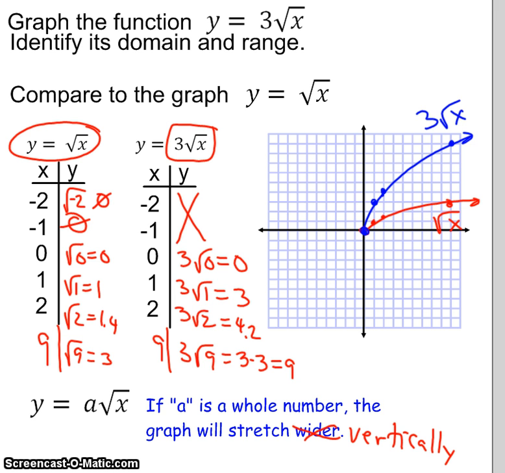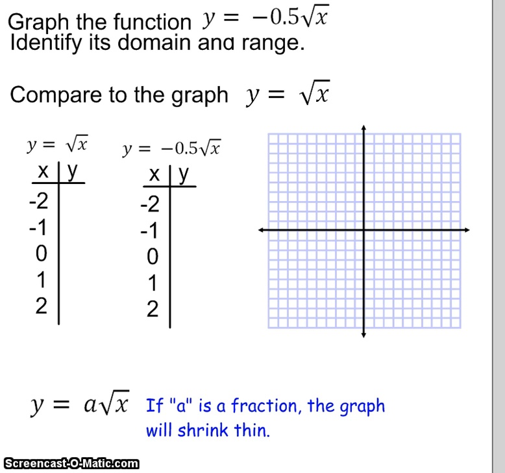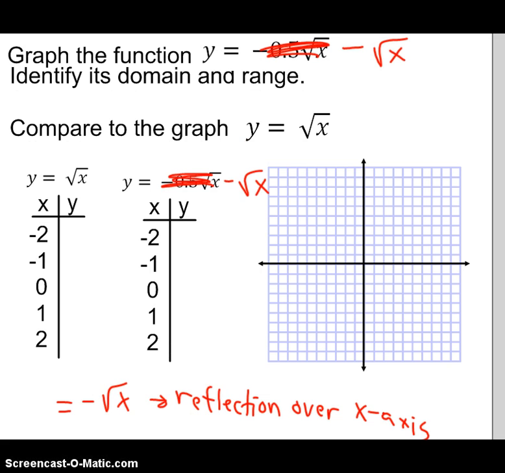Let's look at another parameter change. Another one would be if we have a negative in front. So for this example, let's change it to negative square root of x and talk about the half later. All right, so I fixed the screen. If we have negative square root of x, we might say it's a reflection over the x-axis.